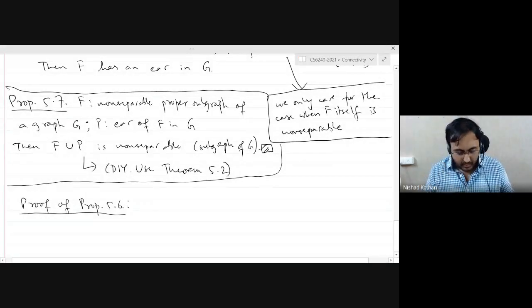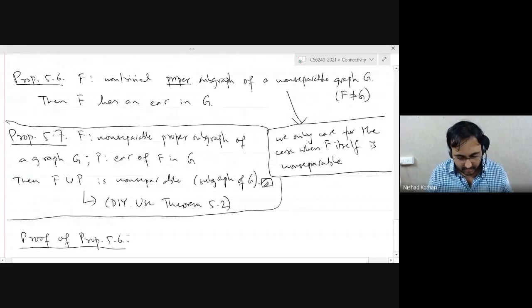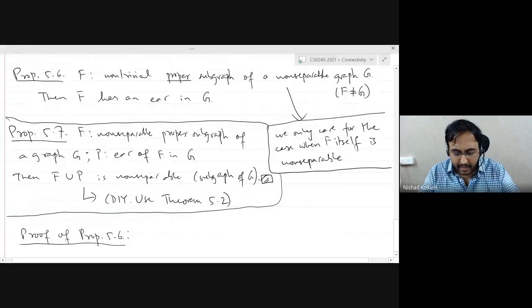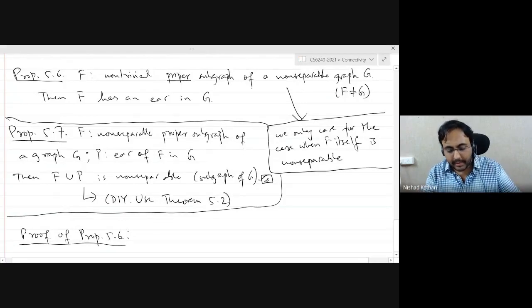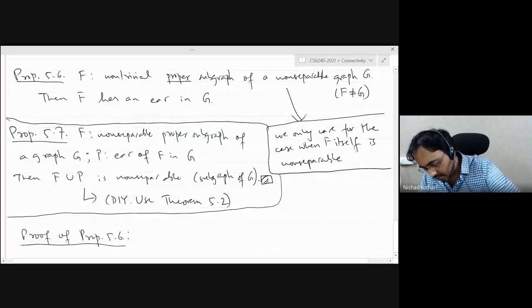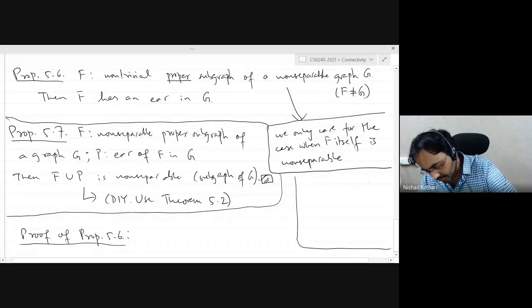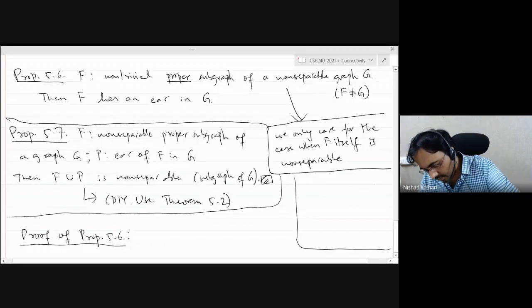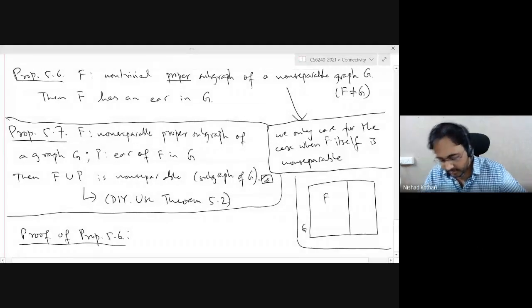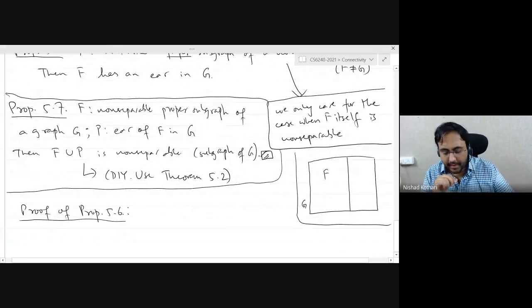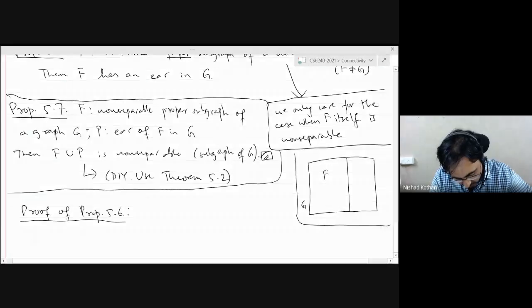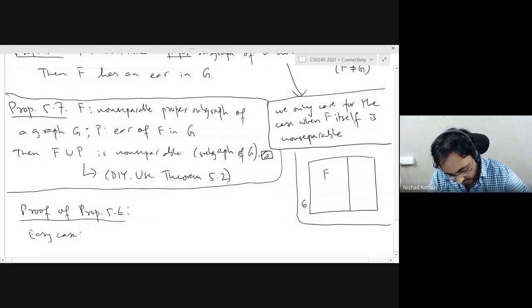Okay, so let's go back to the statement. We have a non-trivial proper subgraph of the graph G. We want to show that there is an ear in the graph with respect to this subgraph. Okay, so let's make a drawing. So we have this graph G, and let's say we have a subgraph F of the graph. Okay, so this is the drawing I'm going to use. There is an easy case, which is when the vertex set of F is equal to the vertex set of G.